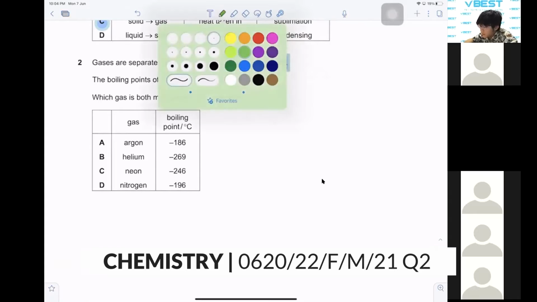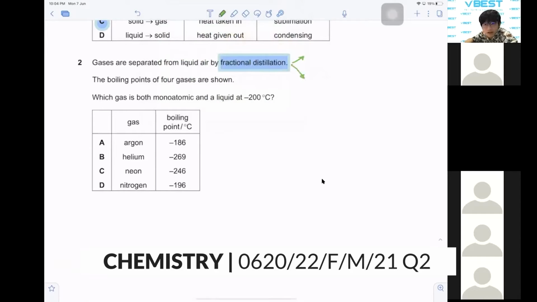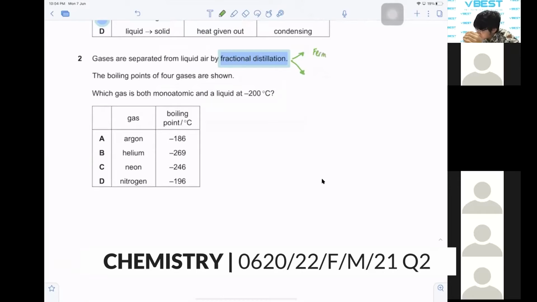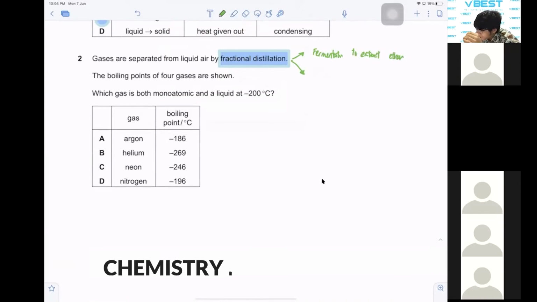Can you name two other processes that can undergo fractional distillation for you to separate it? First, remember in your IG, liquid air must undergo fractional distillation for you to get the gases. The second one, you have fermentation, the process to extract your ethanol, which also undergoes fractional distillation. And one more, what is it? Fractional distillation can also be used for crude oil.